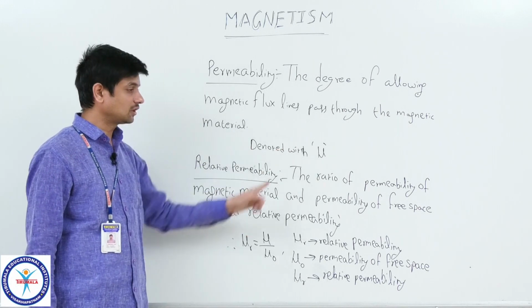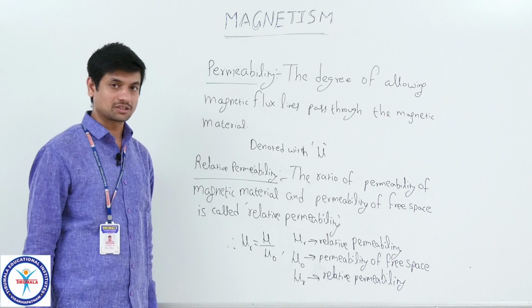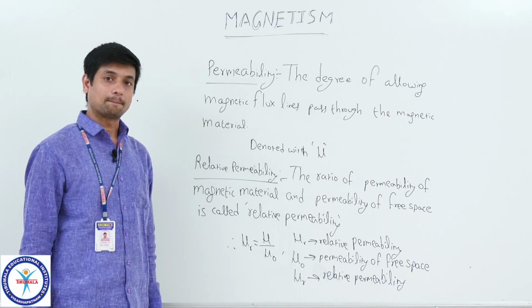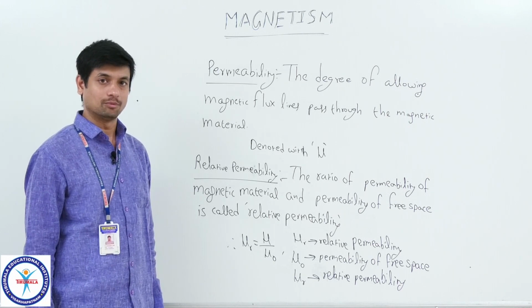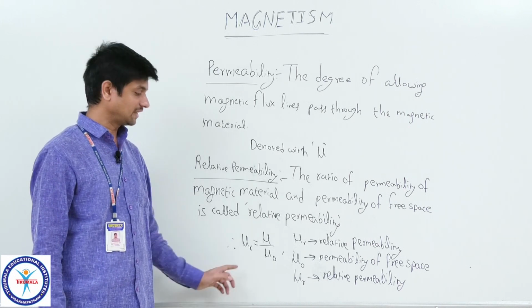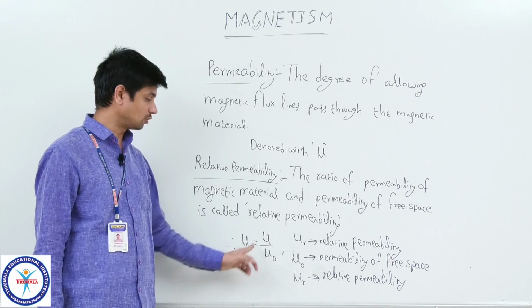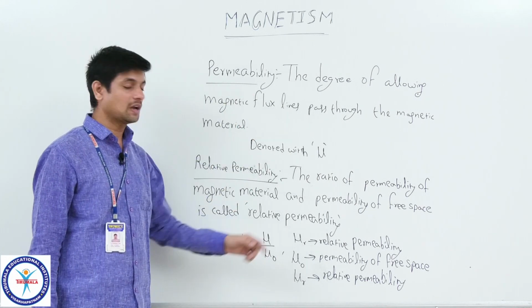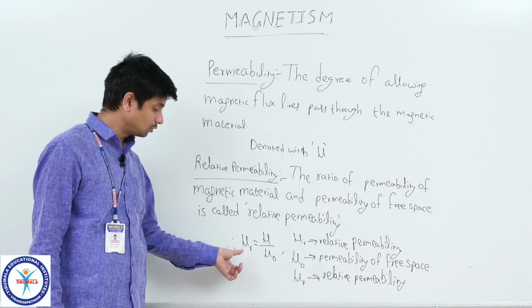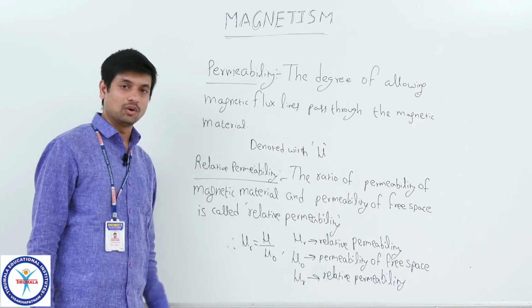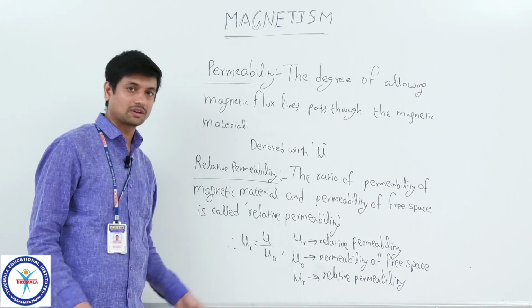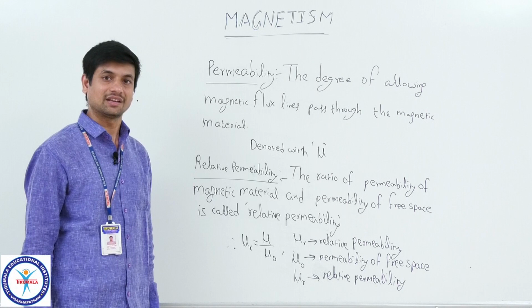These all are denoted with mu, but in some textbooks mu is being used to denote magnetic moment. Don't get confused. In our textbook, mu has been given to denote relative permeability, permeability and permeability of free space. And how this is equal to B by B naught, and how due to this one the new factor susceptibility can be obtained.